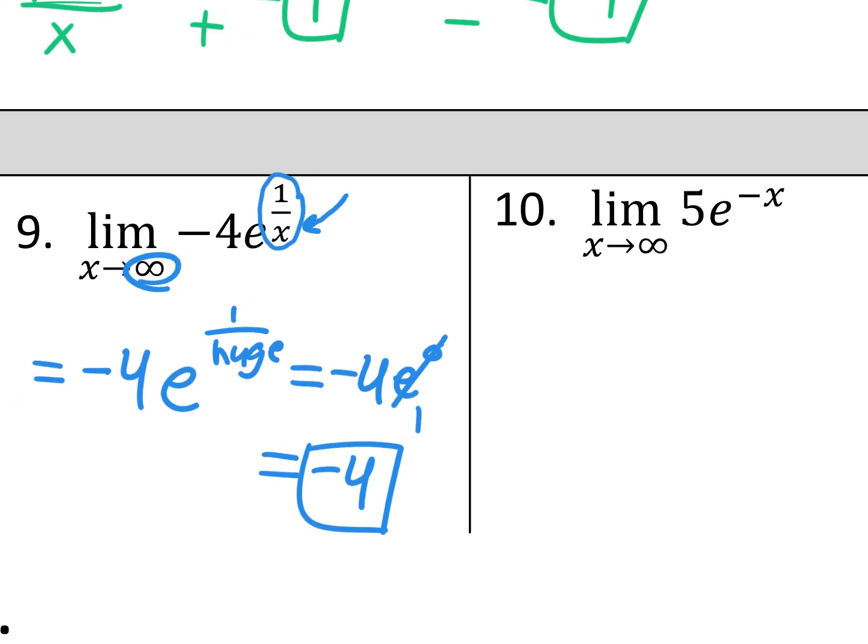All right, what about number 10? What do we know about negative exponents?